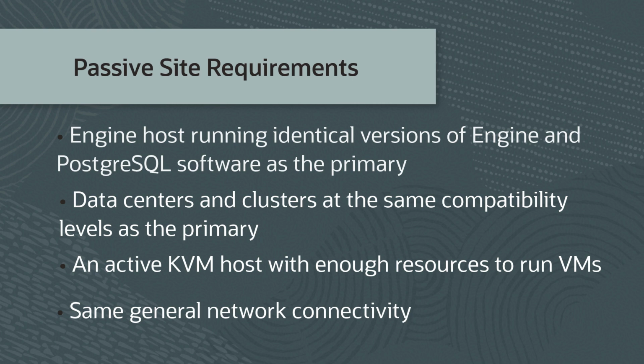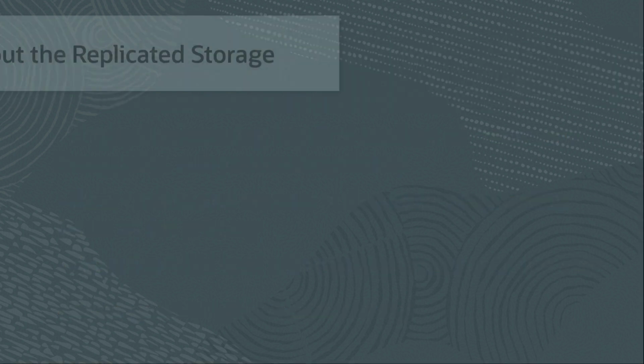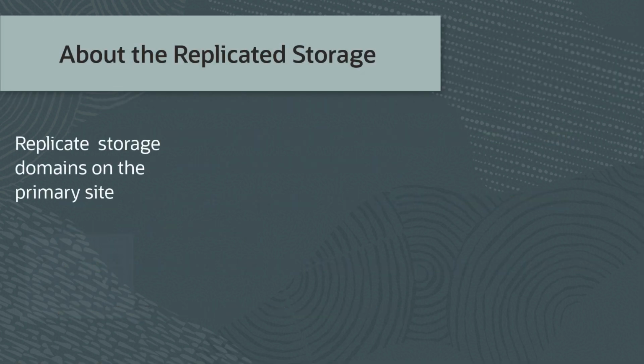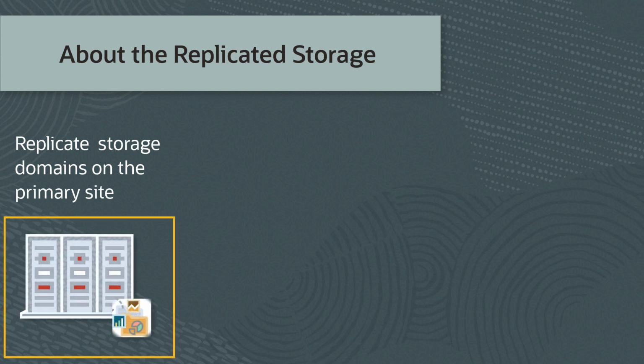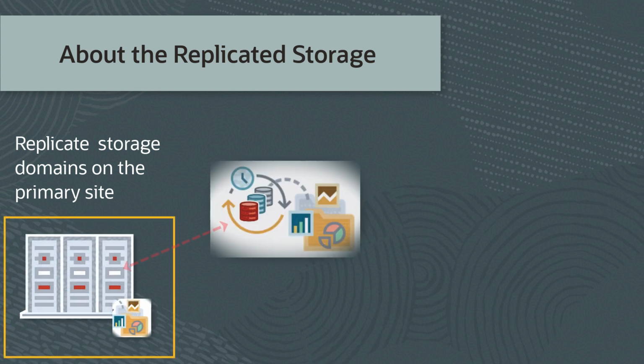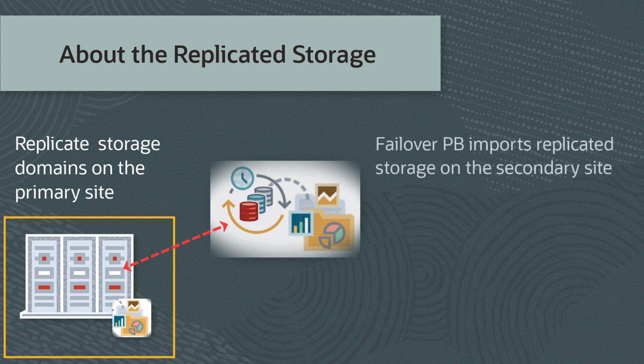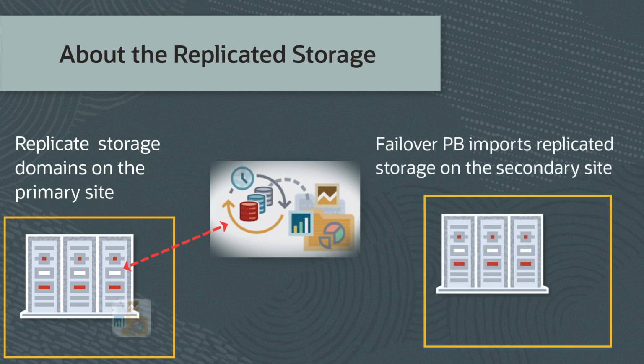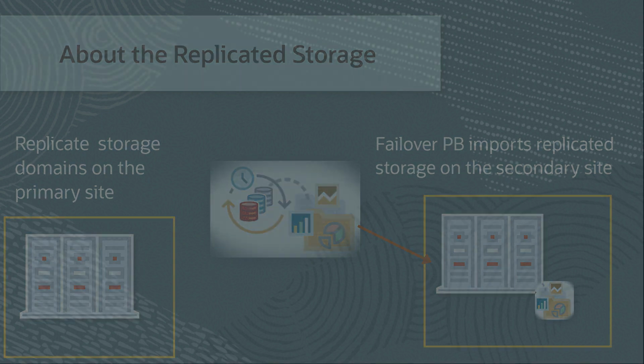So what about the storage we need for the VMs? The virtual disk and template stored on the primary storage domain is replicated to a location that is not attached to the secondary site. During a failover, this replicated data is then imported to a data center on the secondary site. We'll see this transition in an upcoming demonstration.